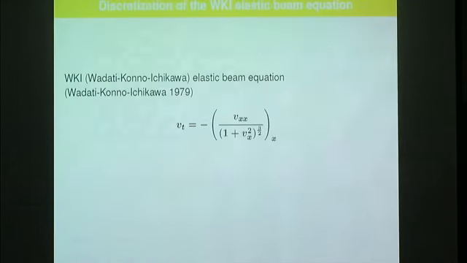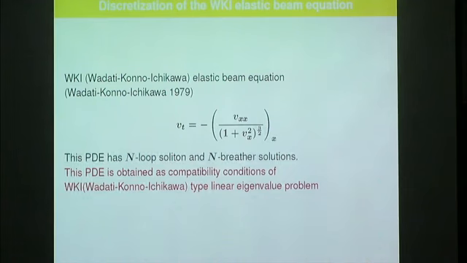And I will skip Camassa-Holm. This Camassa-Holm case is almost similar. And then the next example is the WKI elastic beam equation. This is actually a very old equation. But now, when we want to discretize this, it is relatively complicated. So using the bilinear method, we couldn't discretize this. So now we considered another method based on geometry.